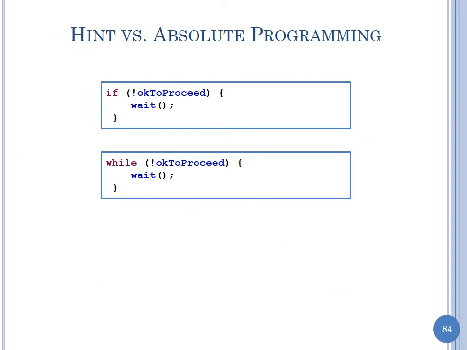Okay, so hint versus absolute programming. Rather than saying if not okay to proceed, you'd say while not okay to proceed. Okay, you've seen that earlier. And as was mentioned, the if and while are also needed if you are going to have only one condition queue. Okay, the absolute semantics were proposed always with multiple queues, and hint semantics have been proposed only with a single queue. They said if you're doing a while anyway, let's go and have one queue.